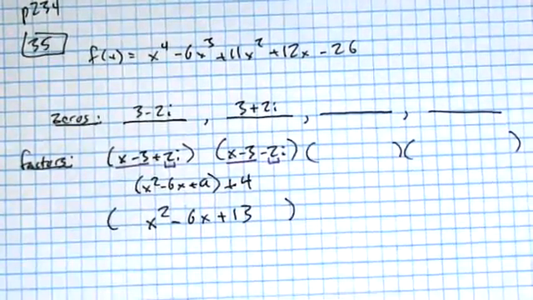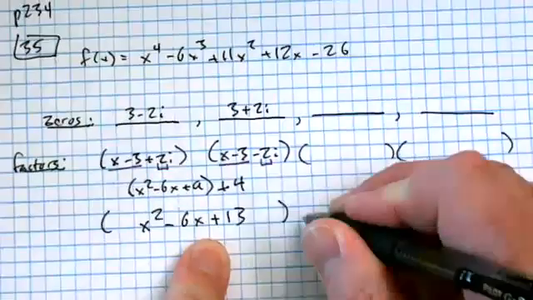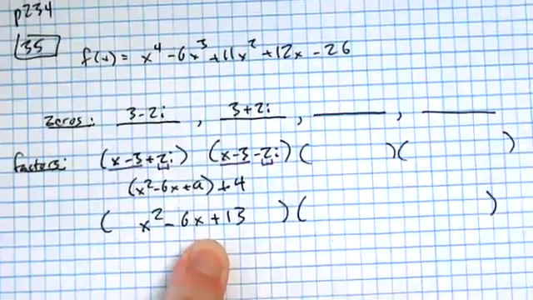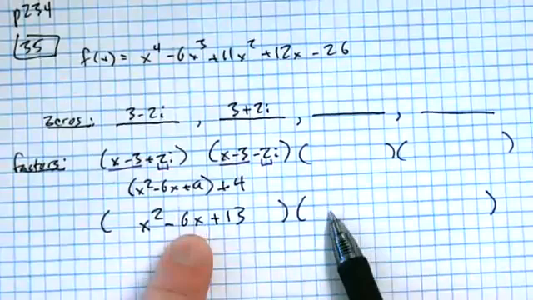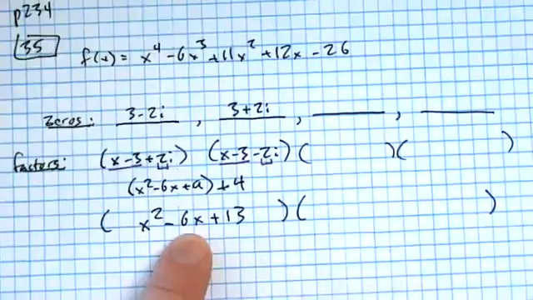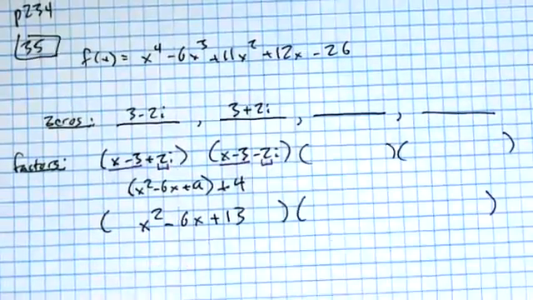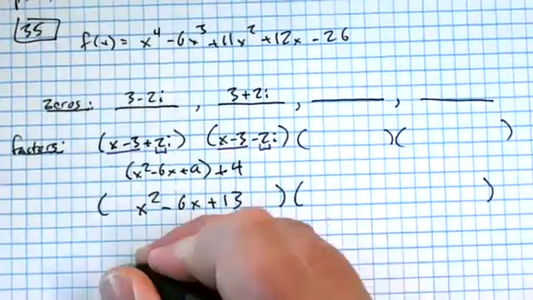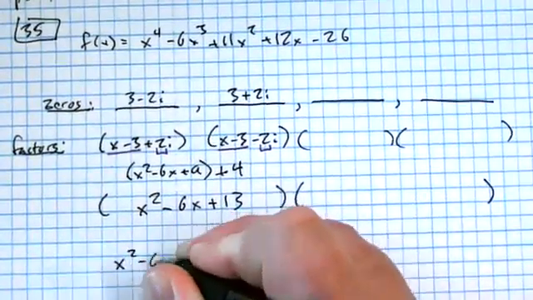So my strategy next is going to be, let's figure out what the other quadratic factor would be. It's got to be a quadratic because we have to end up with a 4th degree. So let's take the original 4th degree polynomial and divide this out. And I'm just going to use polynomial long division for this.